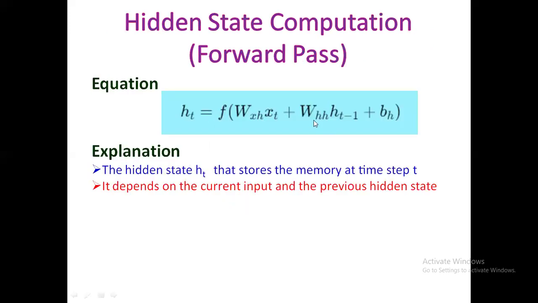Next, hidden state computation in the forward pass. The equation is given by the hidden state: h_t is equal to the activation function of W_xh x_t plus W_hh h_(t-1) plus b_h. Here the hidden state represents the internal memory of the RNN at time step t. It stores information from previous inputs and combines it with the current input to produce the new hidden state. This dependency on both past memory and present input allows the RNN to capture sequential patterns and context during the forward pass.